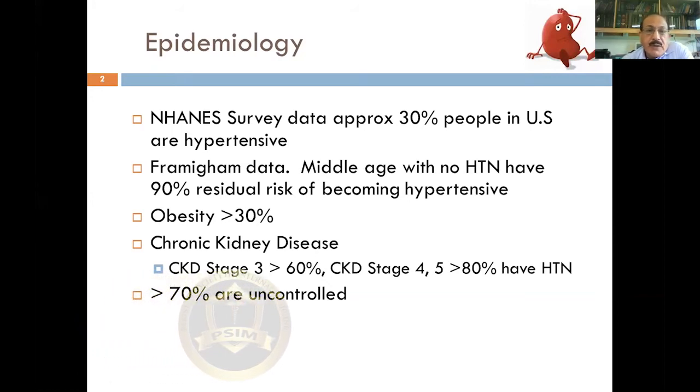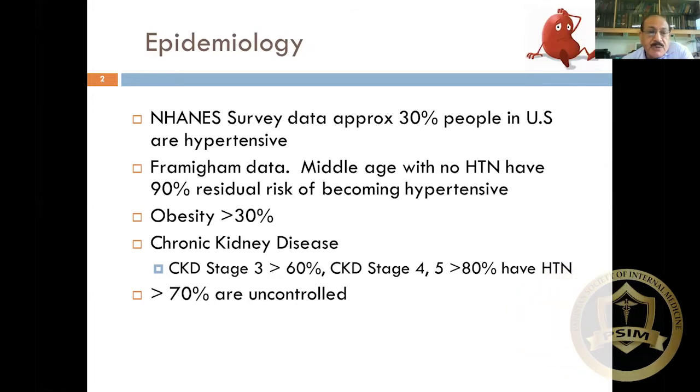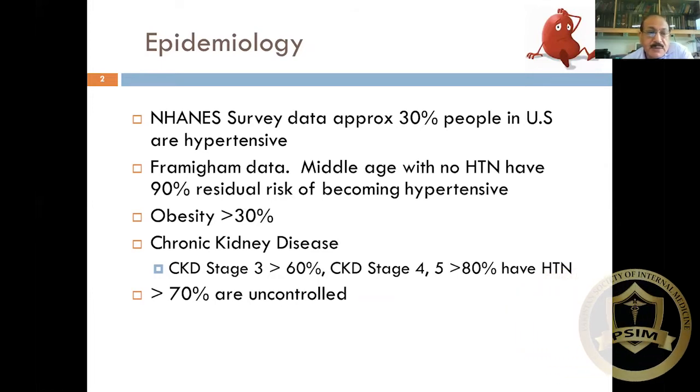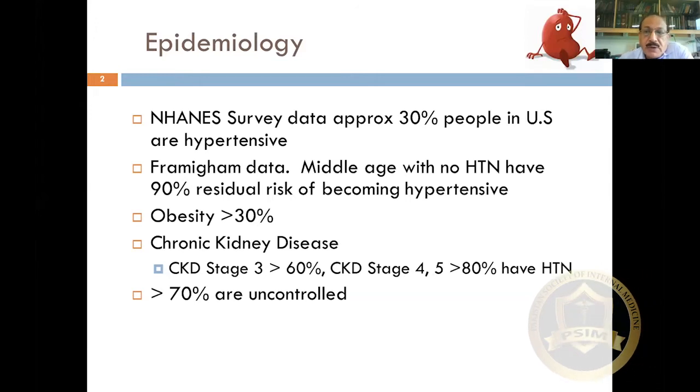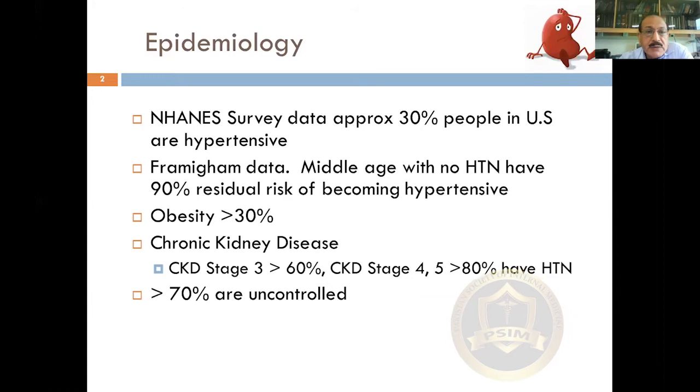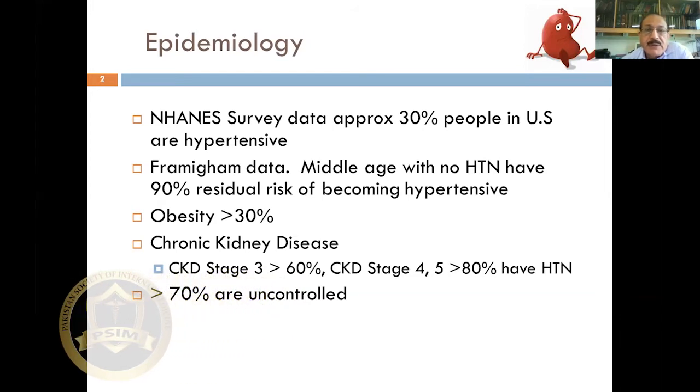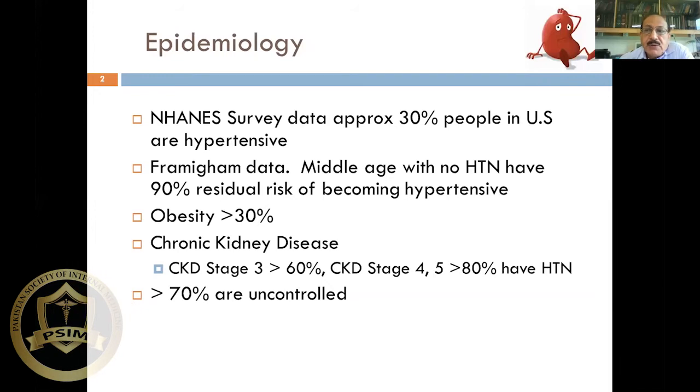Now, when we talk about chronic kidney disease, in CKD stage 3, more than 60% of the patients, and in CKD stage 4 and 5, more than 80% have hypertension. And the sad thing is that the majority of these patients, 70% or more, are uncontrolled as far as the guidelines are concerned. So that's a huge burden, particularly in chronic kidney disease. There's hardly any patient you find in stage 4 or 5 who's not hypertensive. And this hypertension is so difficult to control that these patients require a minimum of 3 drugs to control their blood pressure.